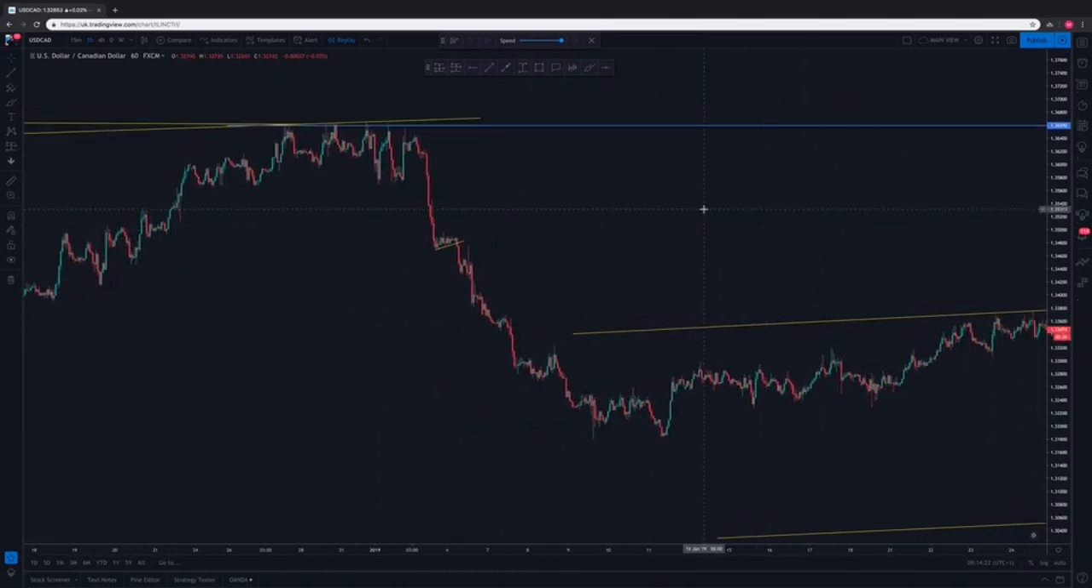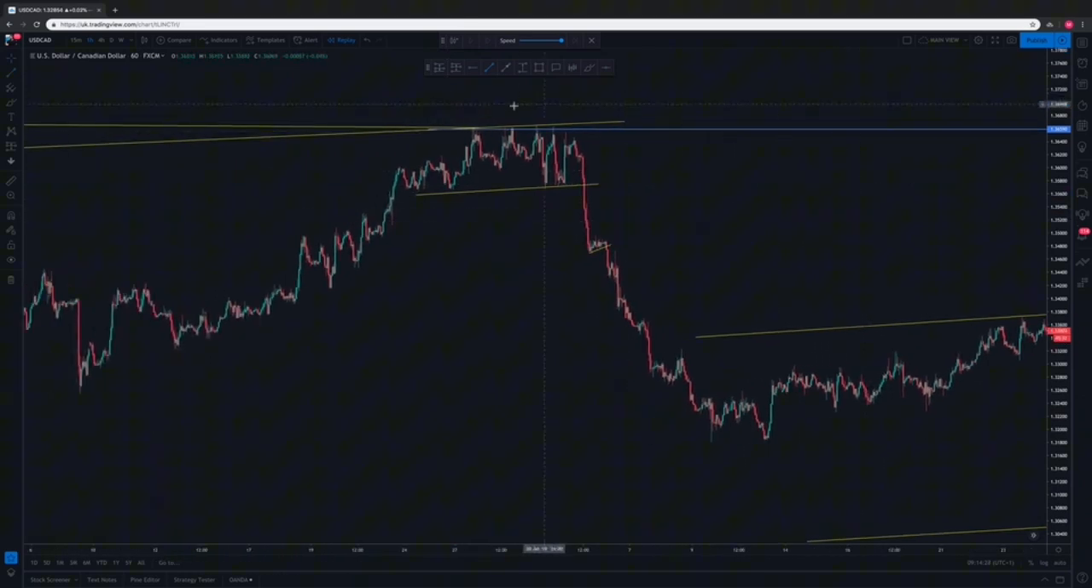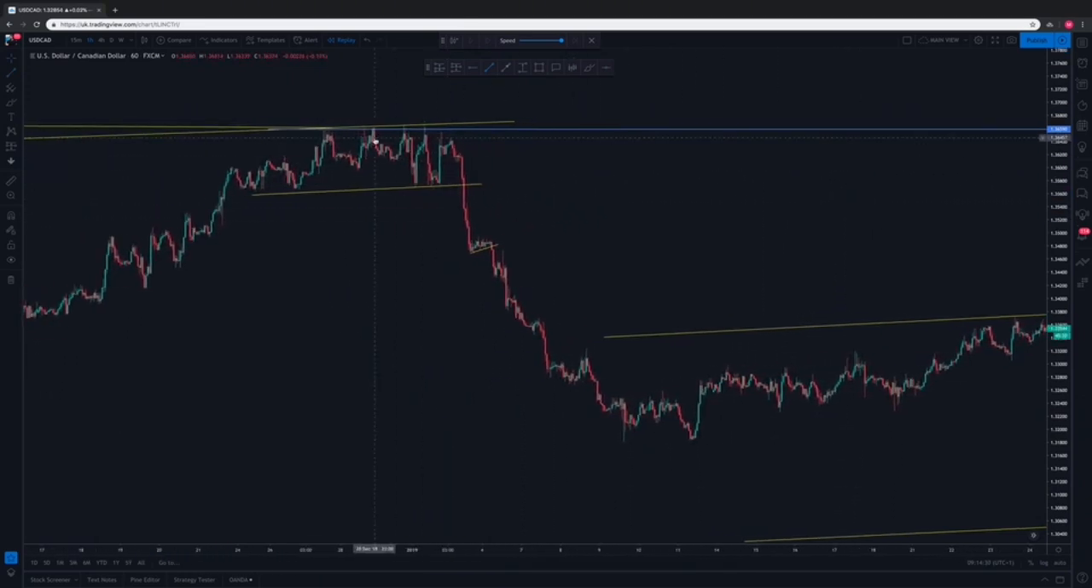So when you're looking at something like this, now after this particular pattern broke down to the downside, there's a few things in here where you would have, if you took this trade, you probably moved to break even and then you got taken out for break even.